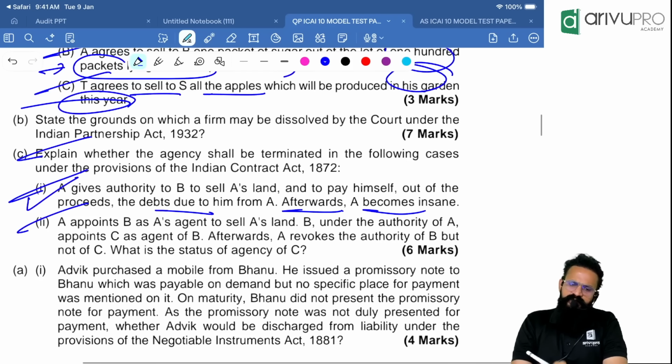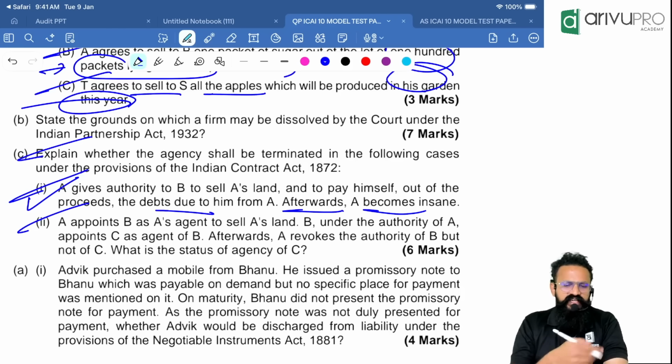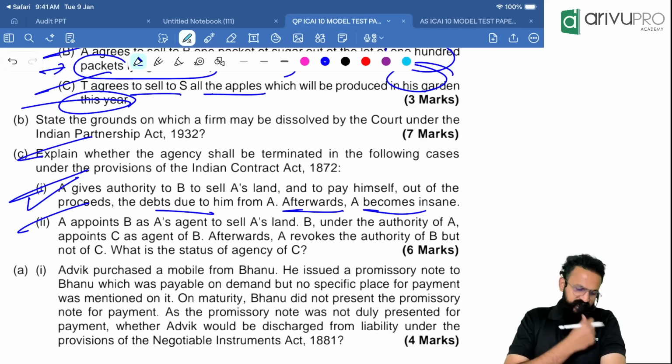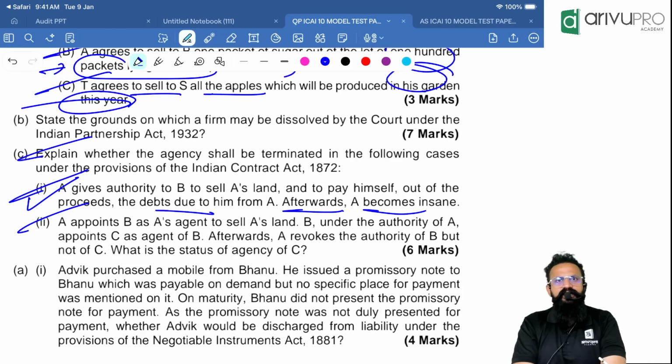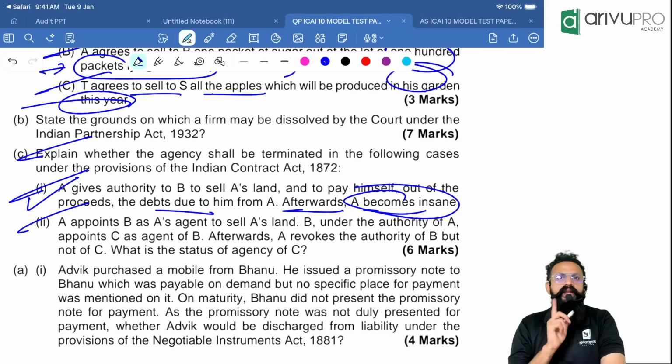Can A revoke the authority? The answer is no. Wherever the agent has a personal interest involved, you cannot revoke such agencies. In this case, I told him you can sell the land and recover the money from that land. Wherever an agent is personally interested, you cannot revoke such agencies. But A becomes insane. Insane means of unsound mind. Automatically the agency will come to an end, but you cannot revoke it on your own.